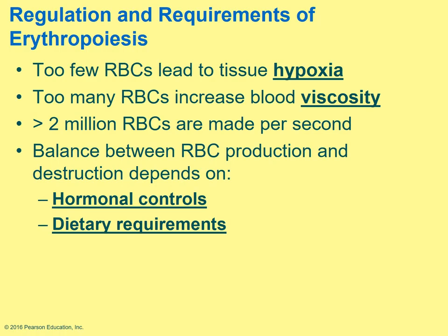There are over 2 million red blood cells being made per second. And you have to control not only how many red blood cells you're making at one time, but red blood cells, as I said a bit ago, they don't last forever. So there's got to be this balance between how many you're making versus old ones that are dying off and need to be destroyed. And a lot of that balance is going to involve hormones as well as dietary factors.